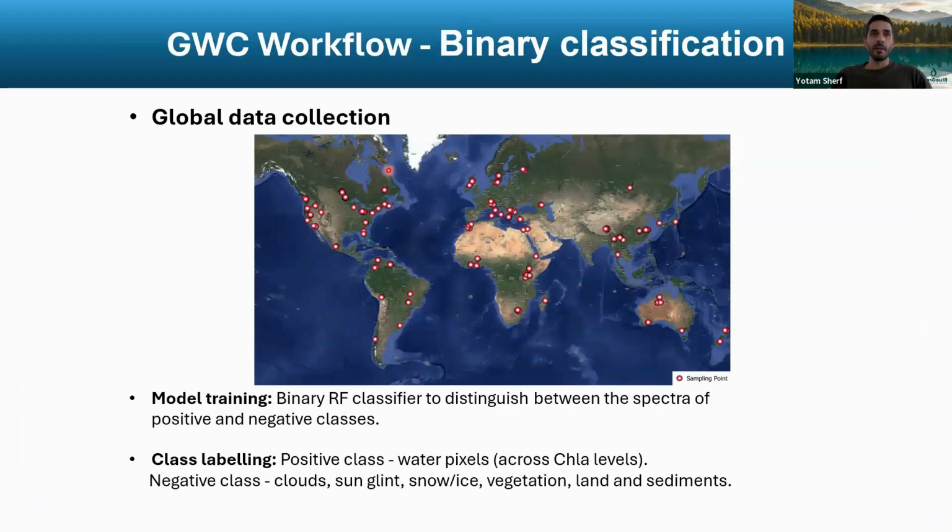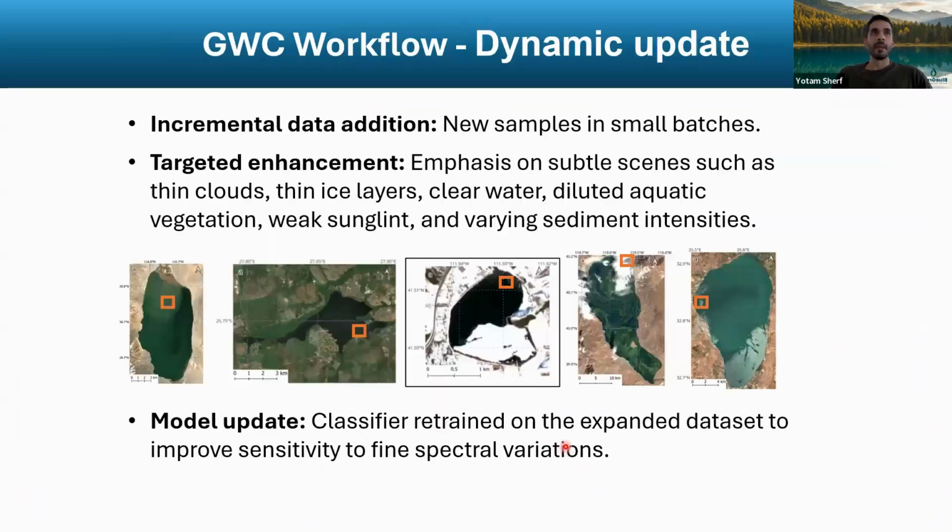Again, we collected data for 100 different water bodies, we trained it, and we labeled it. Positive class is water pixels across different chlorophyll-a levels, and the negative class is for clouds, sunglint, snow, ice, vegetation, and more. We added new data on subtle scenes for low sediments, diluted aquatic vegetation, thin ice layers, thin cloud layers, very weak glints. These scenes might not be captured by threshold-based methods, but are captured by this method. And the model was updated and retrained. In this way, we expanded the dataset and improved the sensitivity to fine spectral variations.